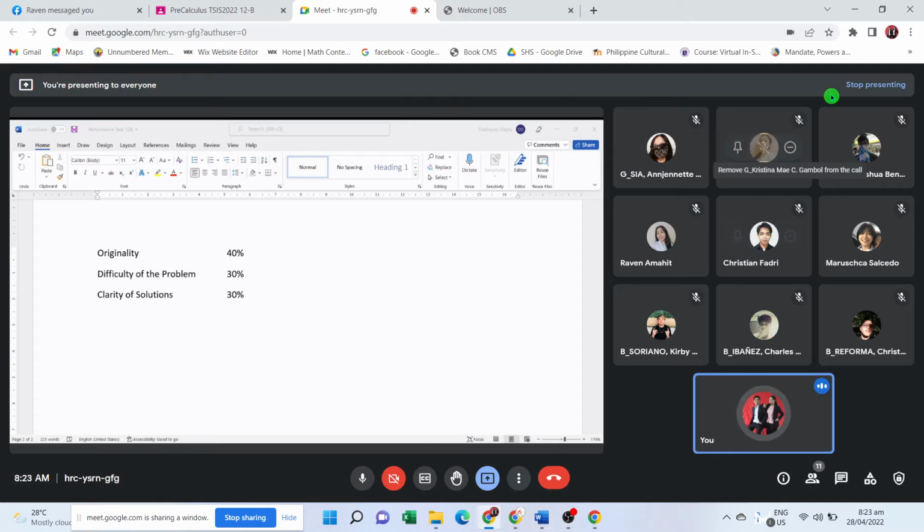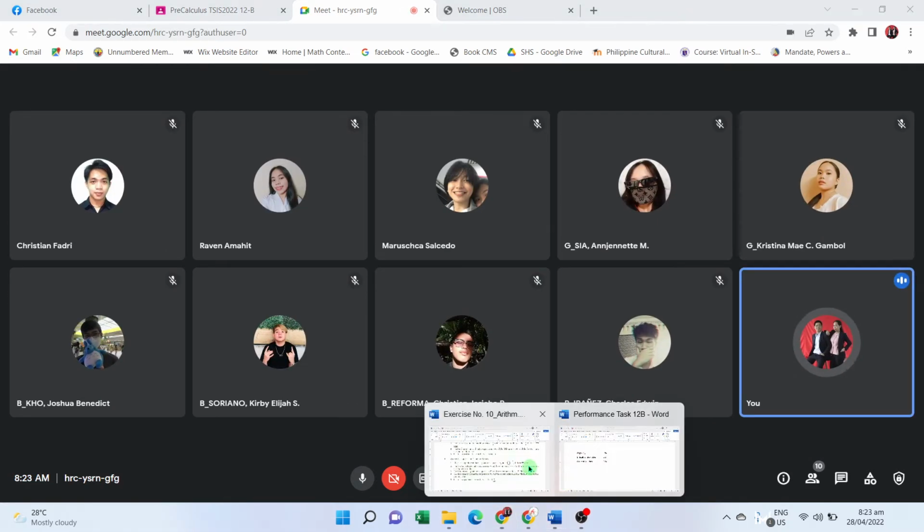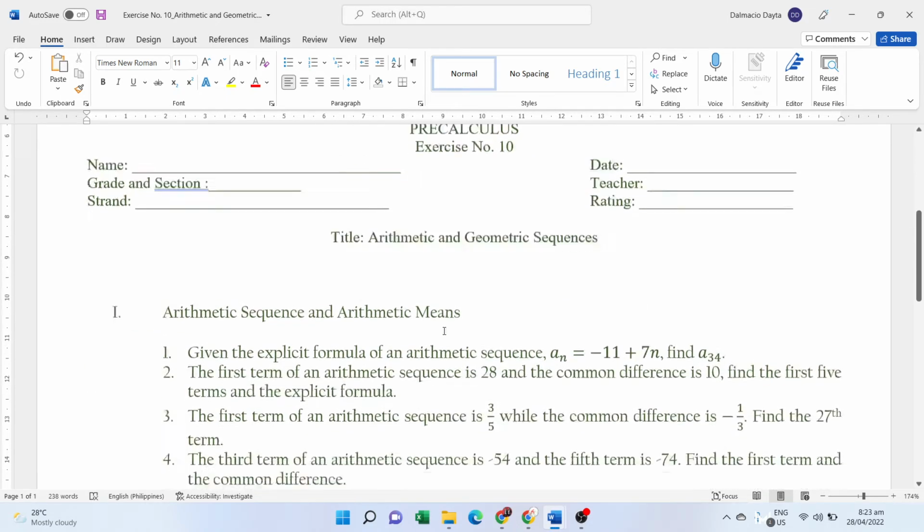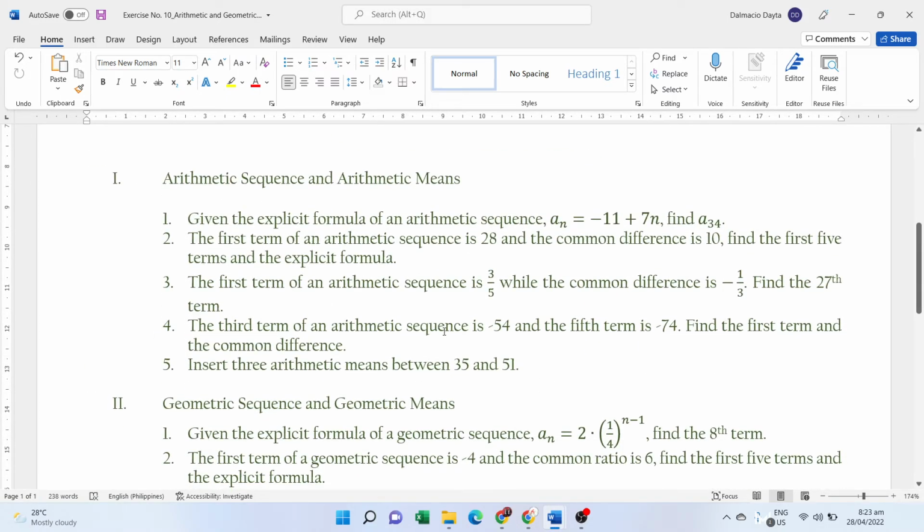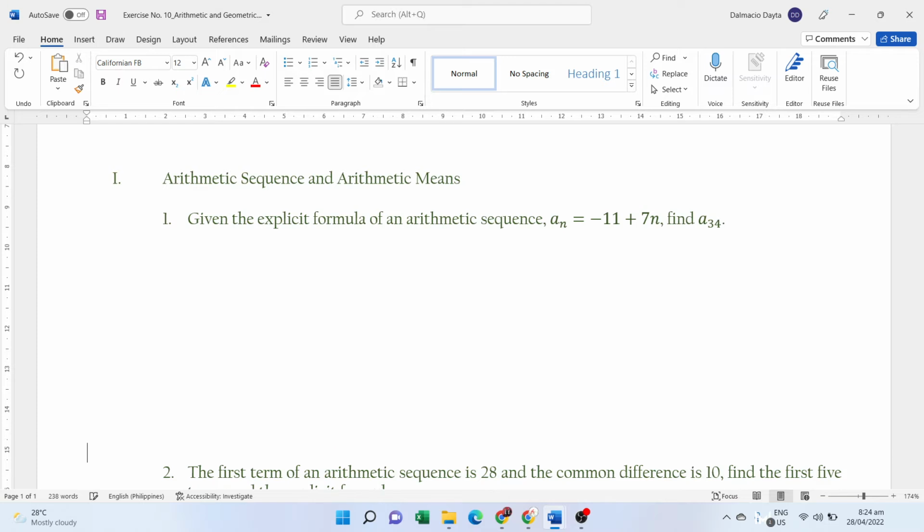Let us begin answering exercise number 10. Exercise number 10, about arithmetic means, geometric sequence, and geometric means. So let us begin. Check your work. Prepare your work and check it. I didn't check Google Classroom for how many submitted. I might get stressed again. Anyway, I will grade them one by one. And those who deserve 98 will get a 98.